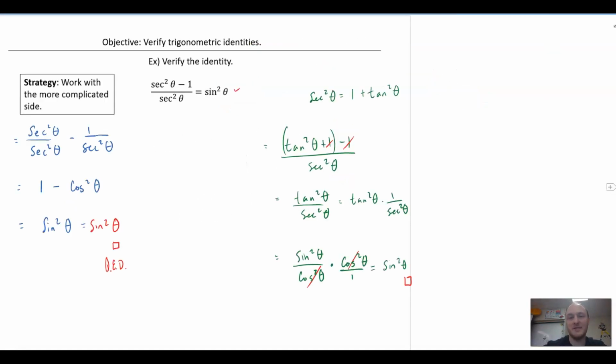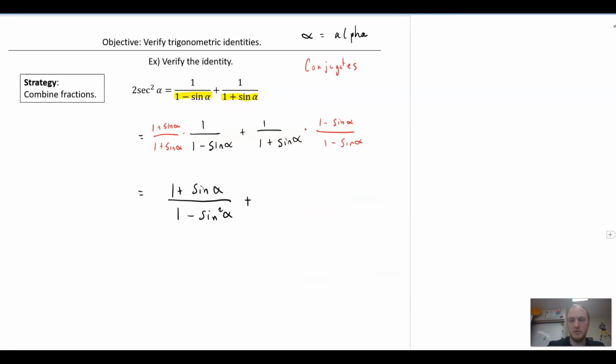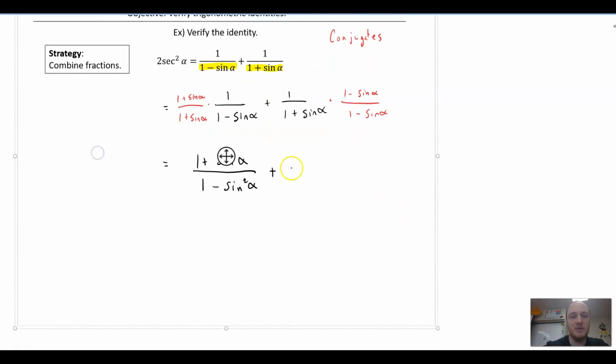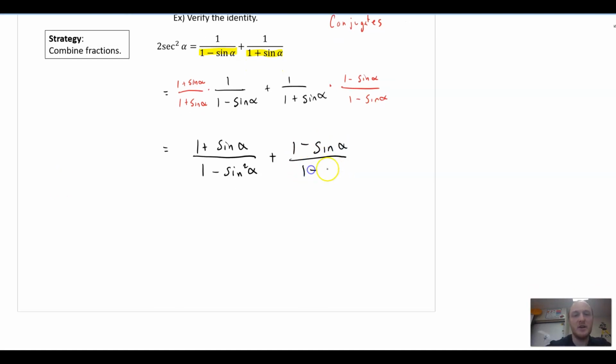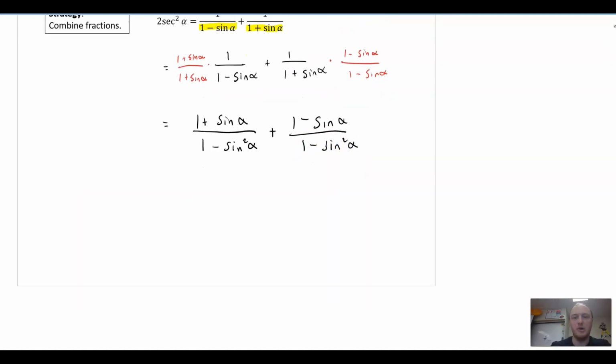Plus, now on my right side, we get 1 minus sine alpha over the same thing in the denominator, 1 minus sine squared alpha. Okay, so I hope you see that we can go ahead and combine. So I have 1 plus sine alpha in my numerator, plus 1 minus sine alpha, all over 1 minus sine squared alpha.